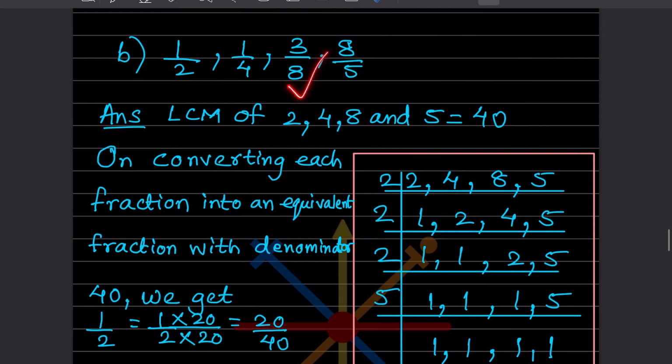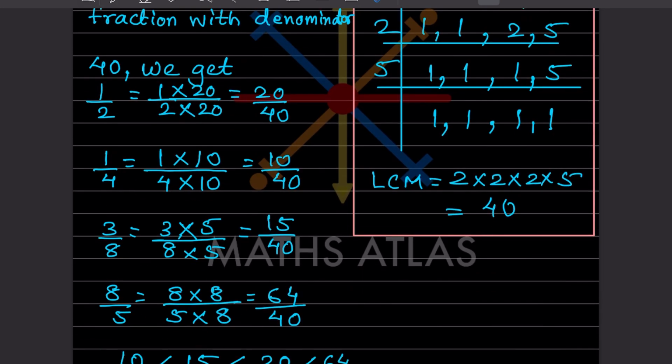What are you going to take here? Same. You have to make it 40. So here, 8 fives are 40, because this is multiplied by 5, this also should be multiplied by 5. 15 by 40. Then 8 by 5: 5 times 8, so this is multiplied by 8, so this also should be multiplied by 8. 8 times 8 is 64. 64 by 40. Now you will look at here, we got these fractions.